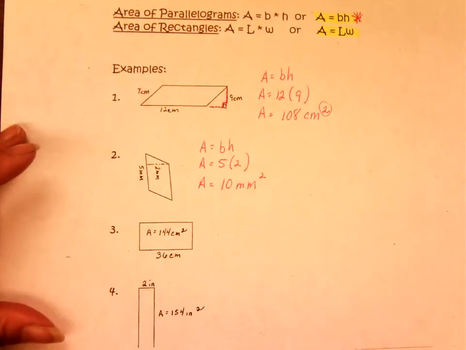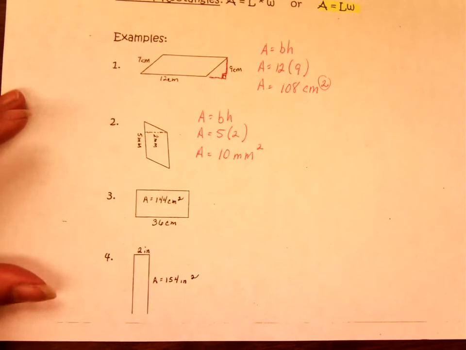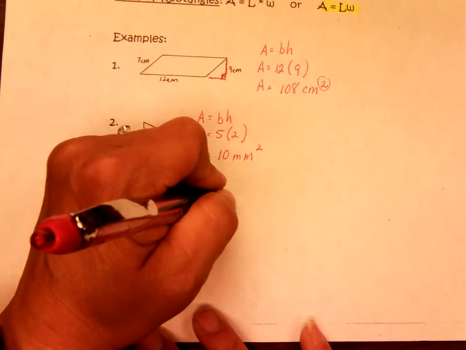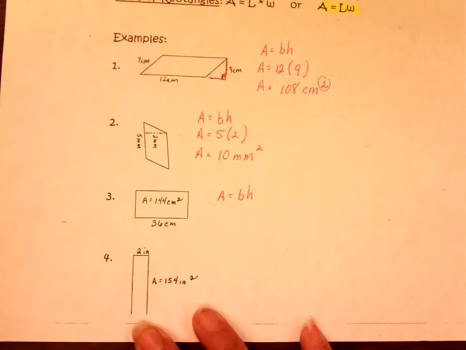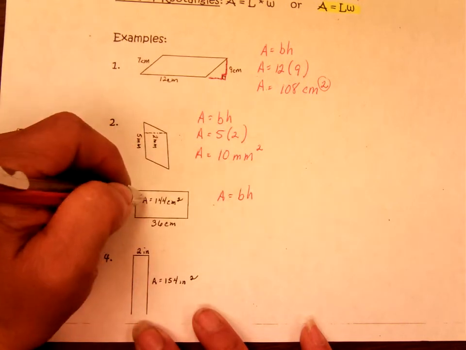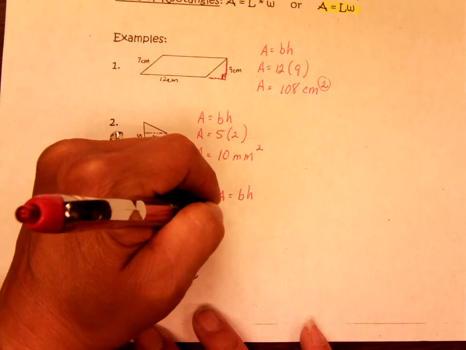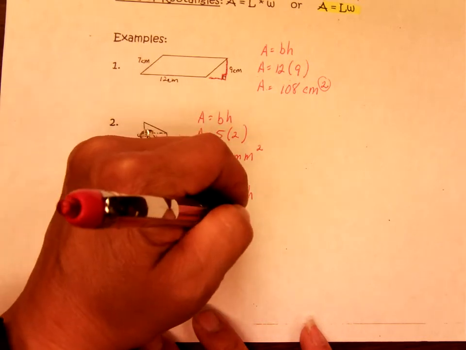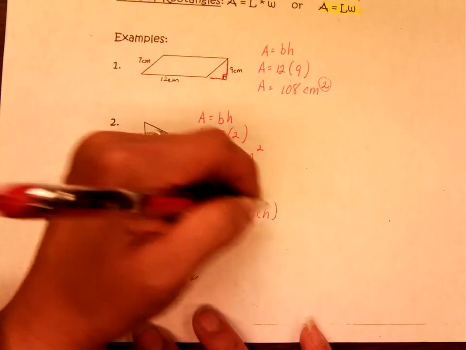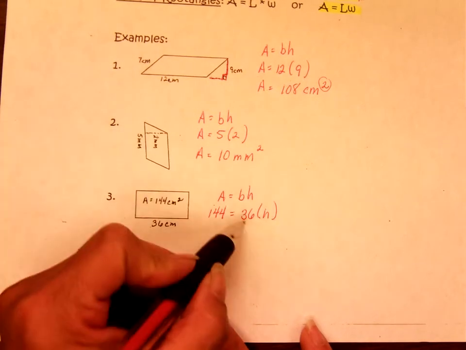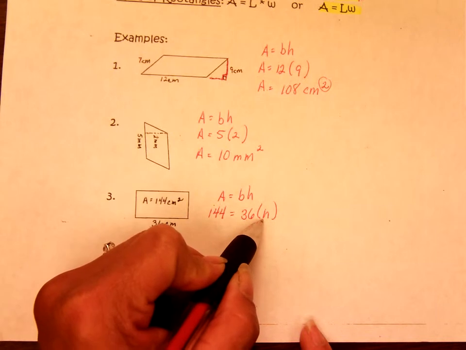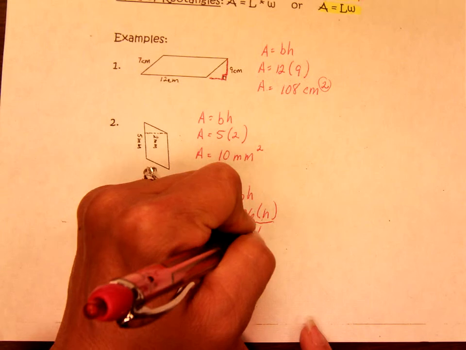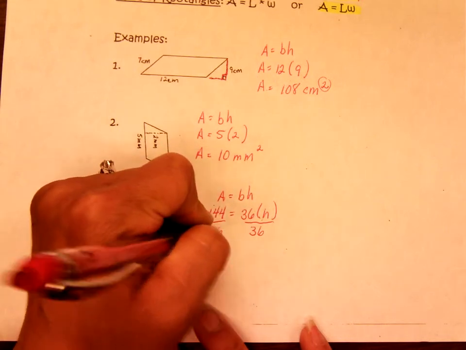Now look at number 3 and 4. In 3 and 4, you're working backwards. So same formula: A is equal to BH. Now they give you what A is. A is equal to 144. So you write 144 is equal to, they give you the base of 36, and H. Now how do we get H by itself? A number next to a variable means multiplication. The inverse of multiplication is, hopefully you said, division, so you're going to divide by 36 on both sides.